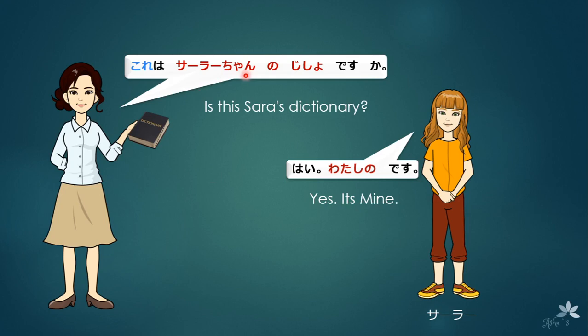Chan here is the suffix added to kids. For adults, it is san, and for kids, and usually girls, the suffix is chan. You can have more examples from the textbook. The fourth example from Renshu A.